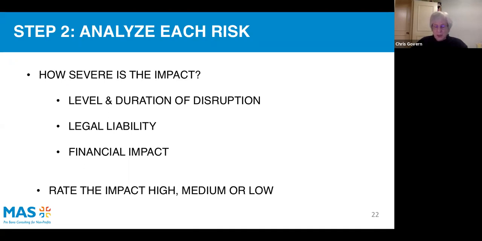The consequences could be a loss of some key relationships with donors or funders or others. So you think through the consequences. Now, the impact of that could be very high.